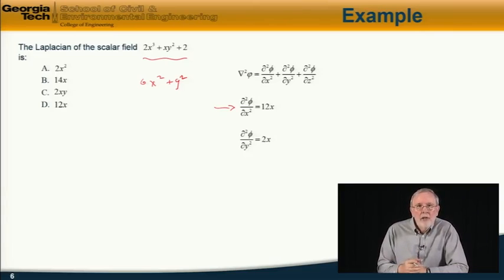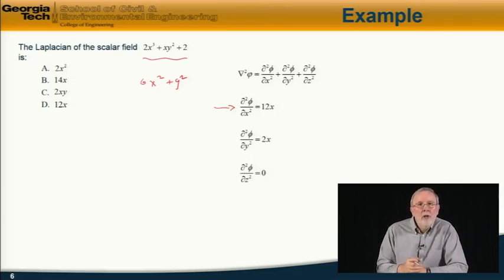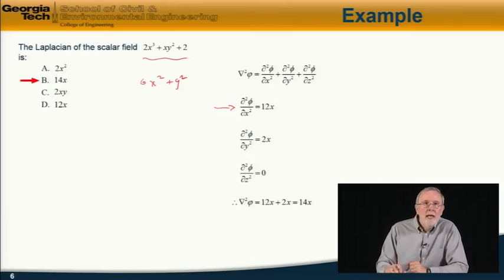Similarly, the second differential of this function with respect to y is equal to 2x, and because there are no z terms in there, the second differential of phi with respect to z is equal to 0. And adding those up, we get del squared of phi is equal to 12x plus 2x is equal to 14x, and so the answer is B. And this concludes this section.